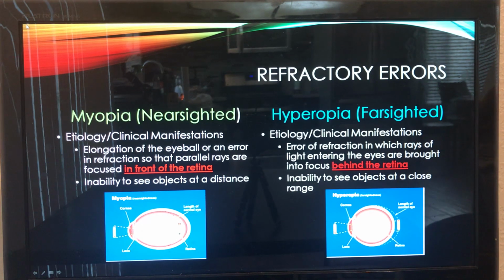So next, we're going to talk about refractive errors. So if you remember from A&P, refraction is just the bending of light as it enters the eyes. So your two major ones are myopia and hyperopia, and this is your nearsighted and farsighted. So with myopia, this patient can't see objects at a distance, and this is because the rays are focused in front of the retina. And with hyperopia, they can't see objects at a close range, and the rays are being brought into focus behind the retina. So just the difference between those two, you have nearsighted and farsighted.